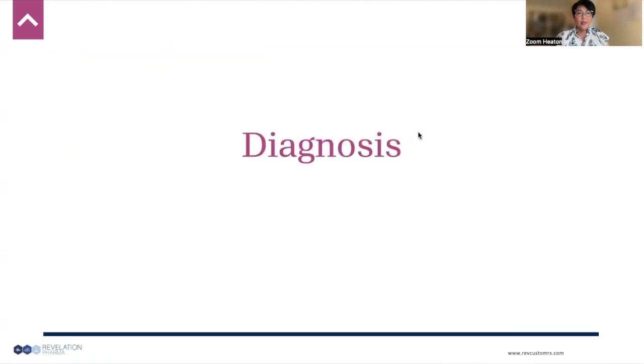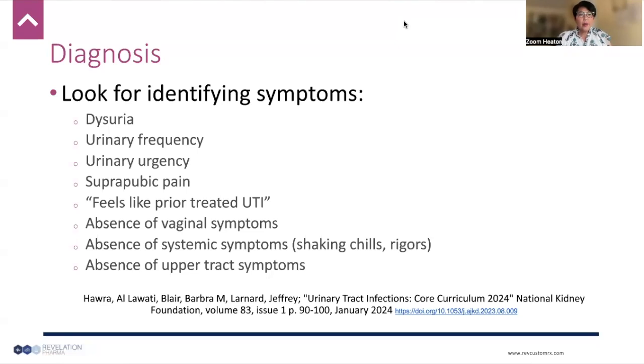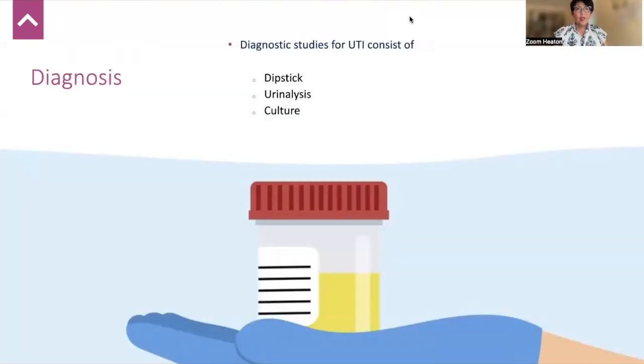Now to diagnosis. In diagnosing UTIs, we look for identifying symptoms like dysuria, urinary frequency, urgency, suprapubic pain, feels like prior treated UTI, the absence of vaginal symptoms, the absence of systemic symptoms like chills or rigors, the absence of upper tract symptoms. So the diagnosis of UTIs is primarily made by the presence of typical symptoms and can be confirmed by 2 main lab tests, urinalysis and urine cultures.